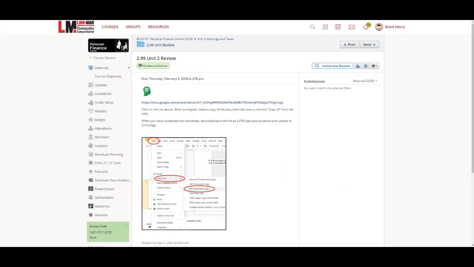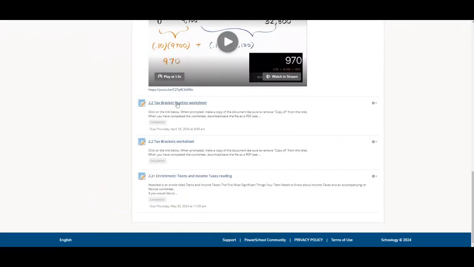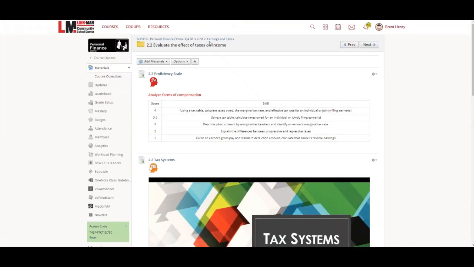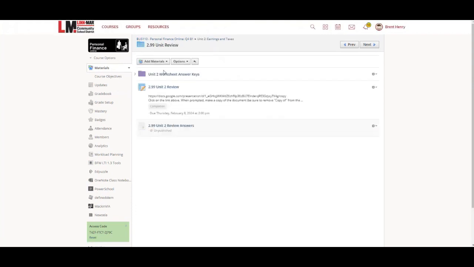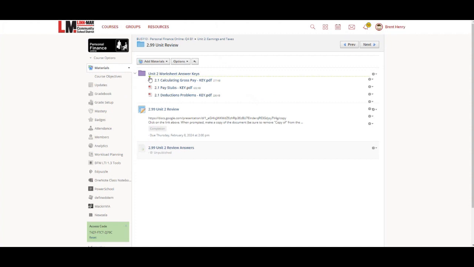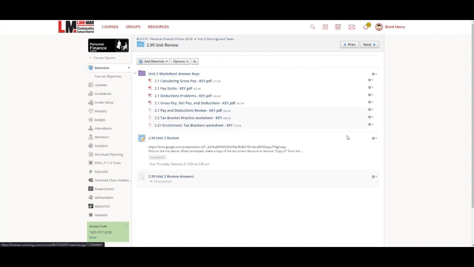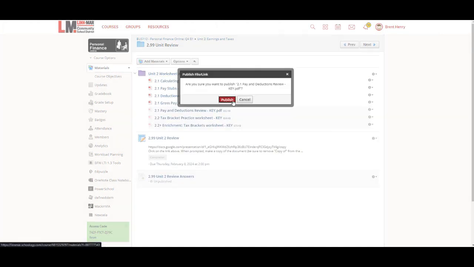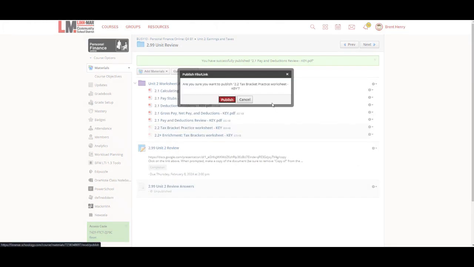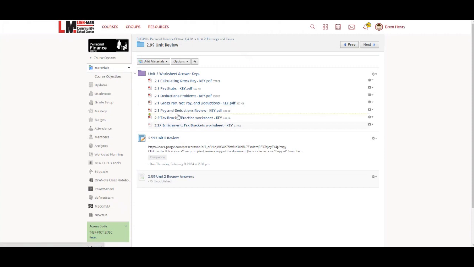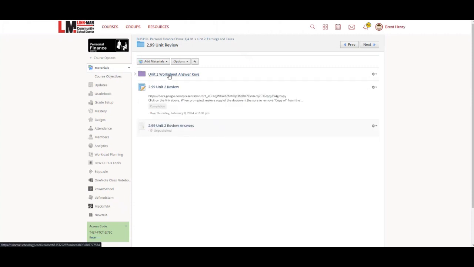And then if we advance into the 2.9 unit review, okay, again, just as a reminder, worksheet answer keys are published here. Okay, so up until this point, everything that we had been talking about has been published. I will publish right now the worksheet that we just went over. So if you need to review that, you can. All right, so that's in the Unit 2 worksheet answer keys.